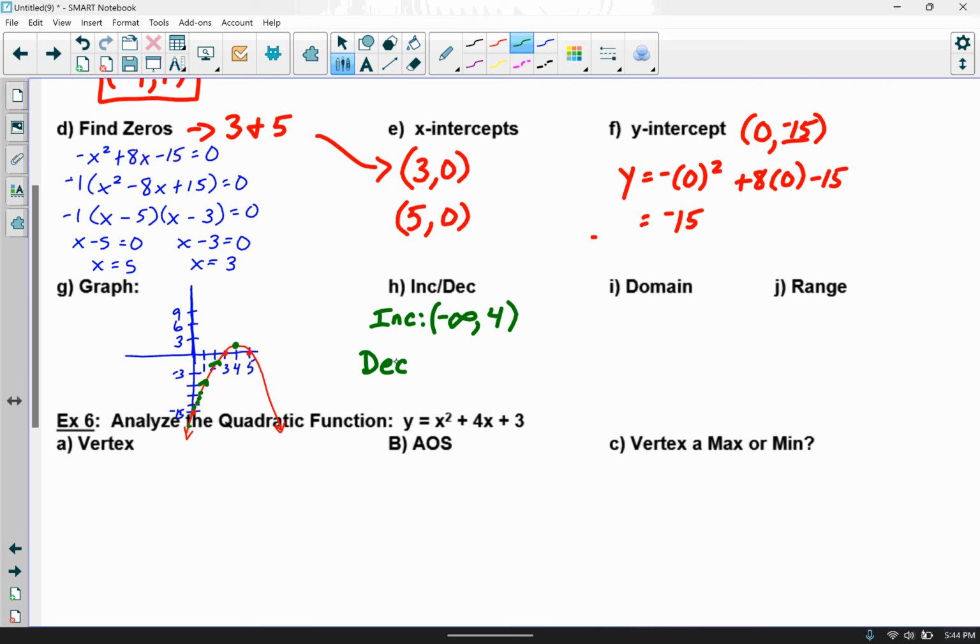And then I decrease. Remember, for increasing and decreasing, you're always reading the x-axis. So from 4 all the way to the right to positive infinity, just think about your x's. X's on this side are positive. So 4 to positive infinity, I am decreasing.